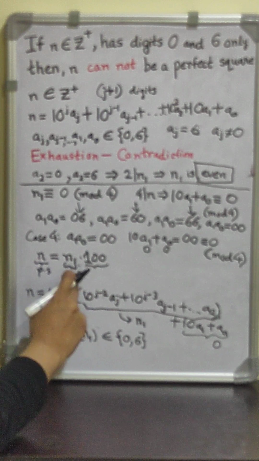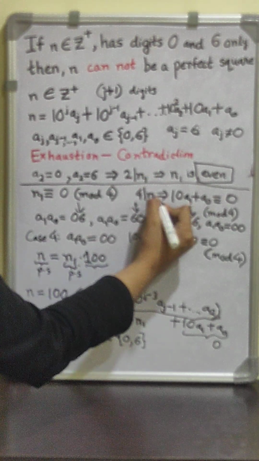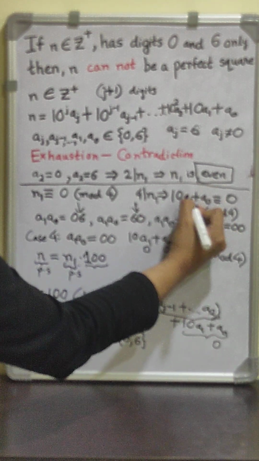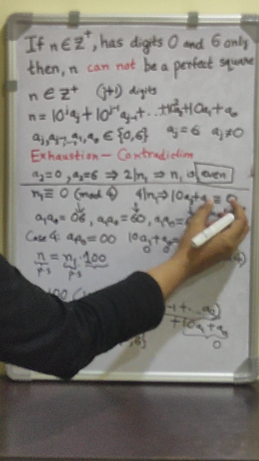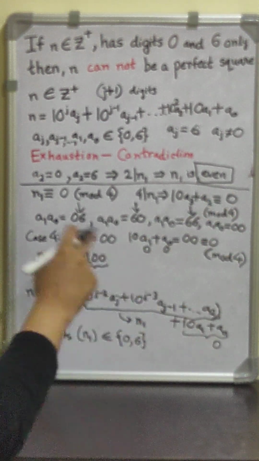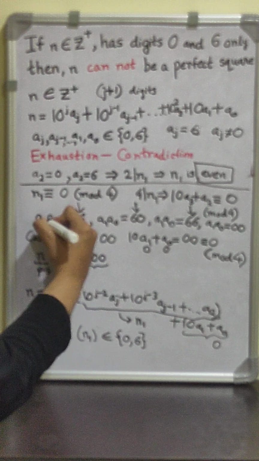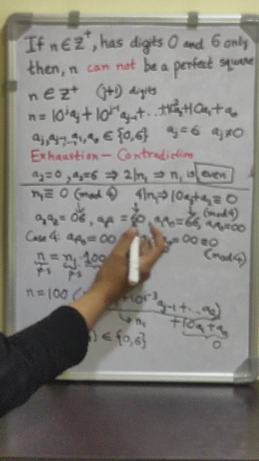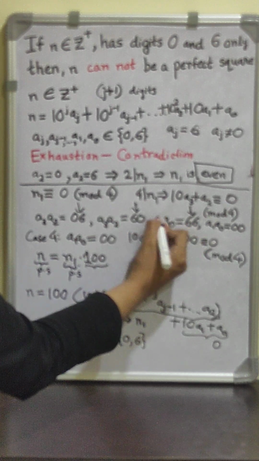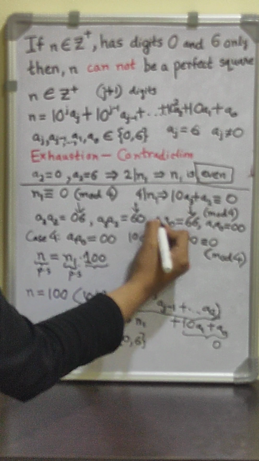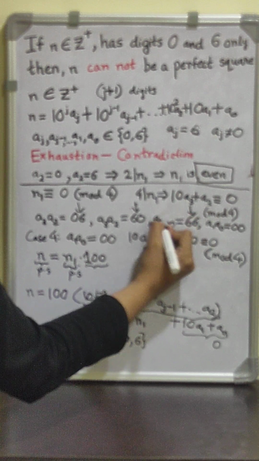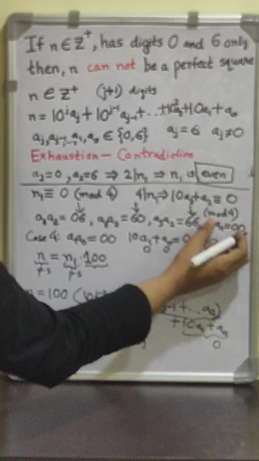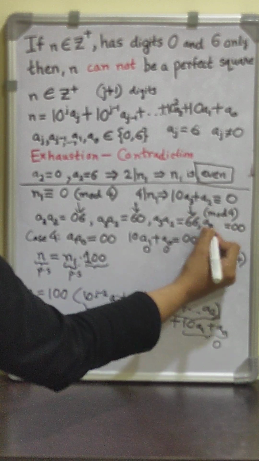And I'm trying to contradict that n1 is a perfect square. For n1 to be a perfect square, 4 must divide this. So the last two digits, that means a3 and a2, are what I need to be looking at for n1, not for n. So everything here becomes a3, a2. Because I'm now exhausting cases for n1, not for n. n is done except for just one case. This will be a3, a2 again. a2, a1.